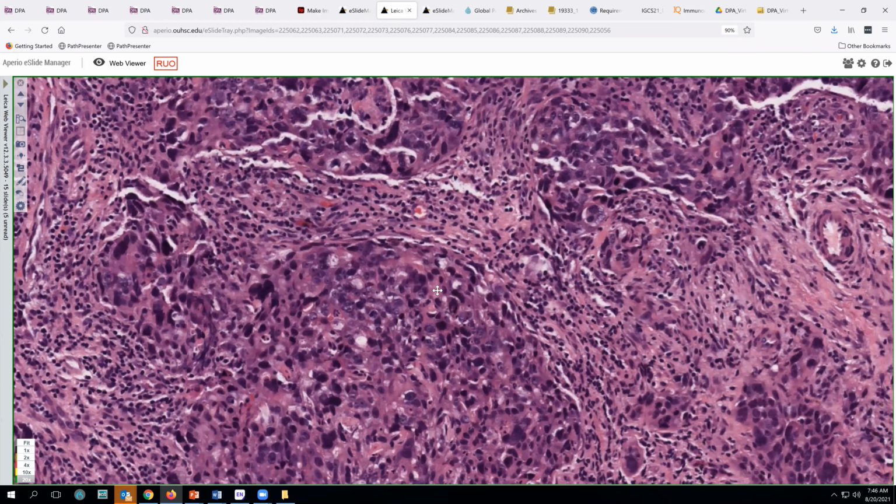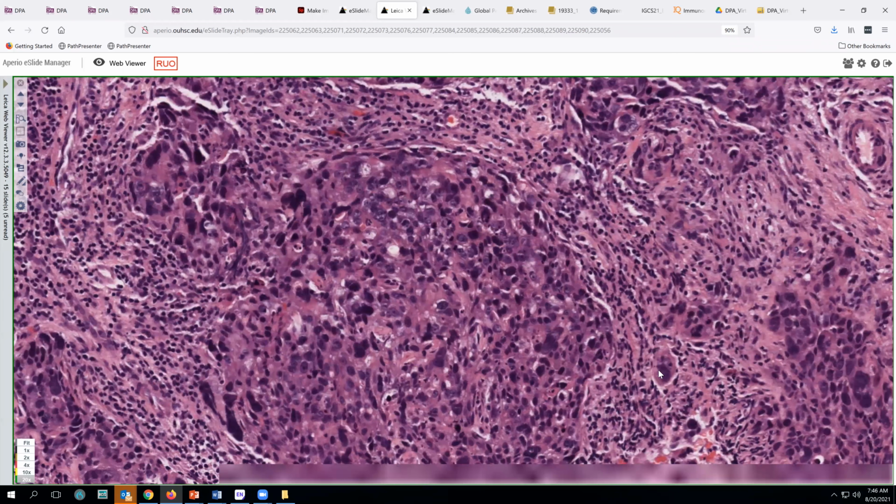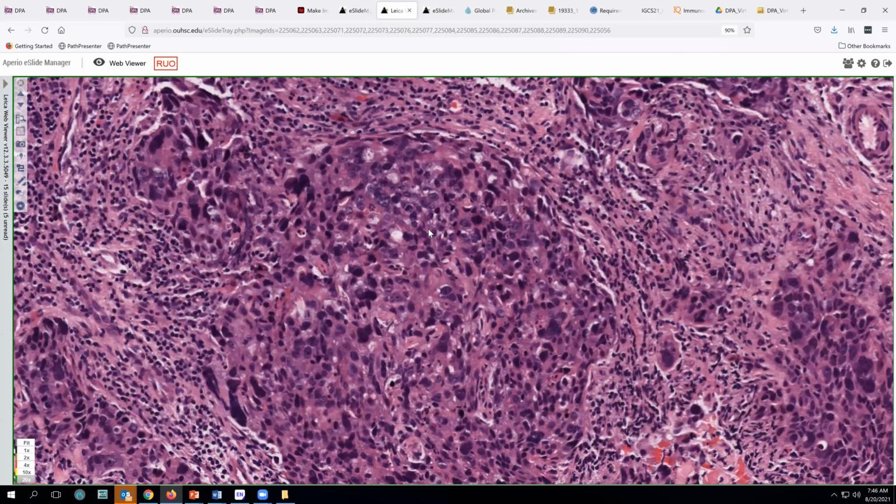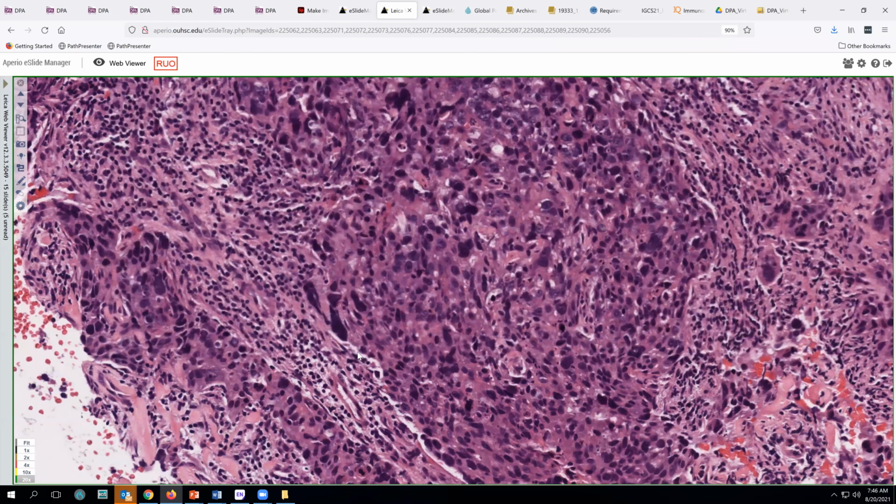And as we look at the higher magnification view here, we can see an enormous variation in the nuclear size and shape. So this is, I think, a nuclear grade 3. These are high-grade nuclei, wide variation in size and shape, and should be scored as a 3.